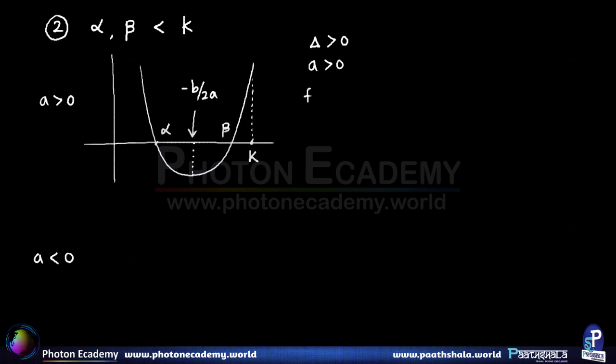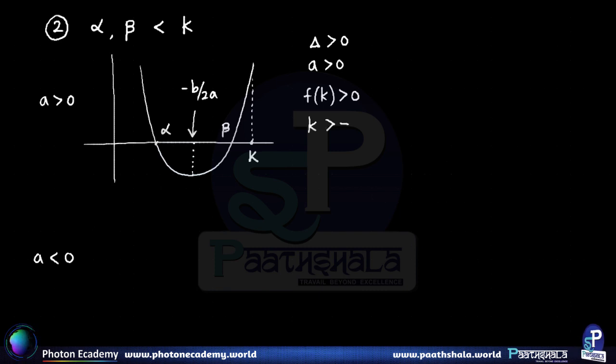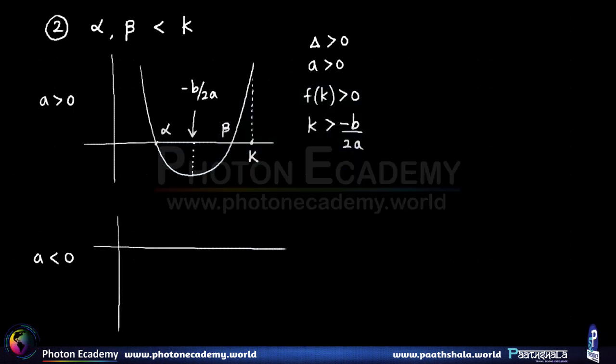Then we want f of k also to be positive, and lastly we want k to be greater than minus b by 2a. So this is the set of conditions for two roots to be less than k when a is greater than 0.